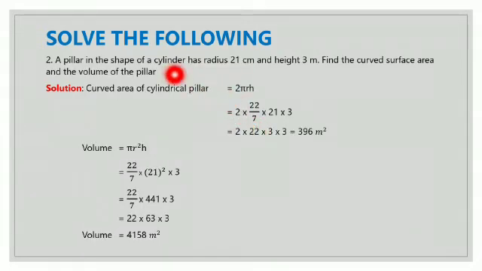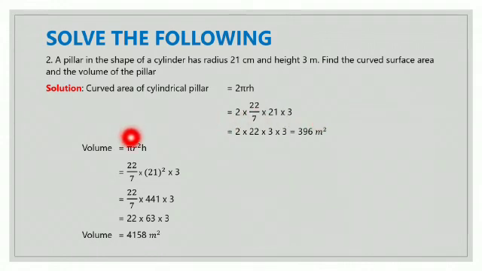A pillar in the shape of cylinder has radius 21 centimeter and height 3 meter. Find the curved surface area and the volume of the pillar. So curved surface area of a cylindrical pillar equals 2 pi r h. So 2 pi is 22 upon 7, r is 21 and h is 3. So 2 into 22 into 3 into 3, 7 threes are 21. The answer comes to be 396 meters square.